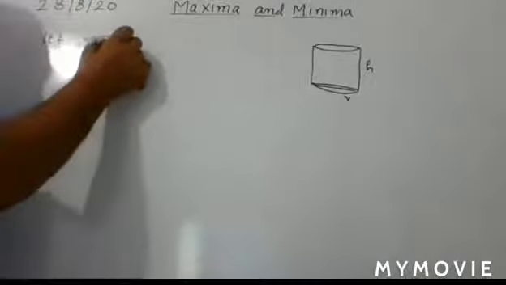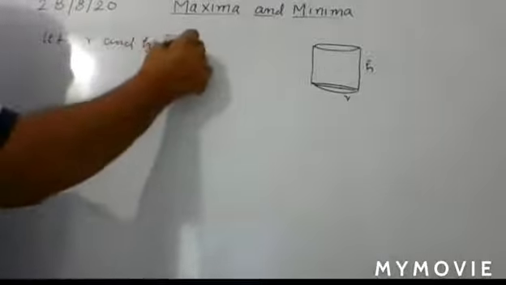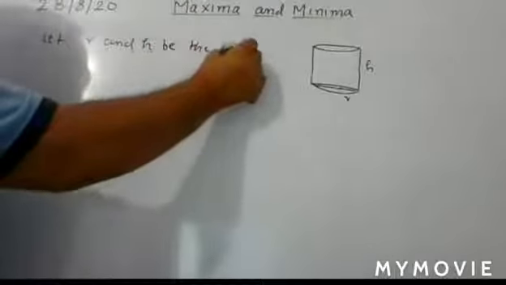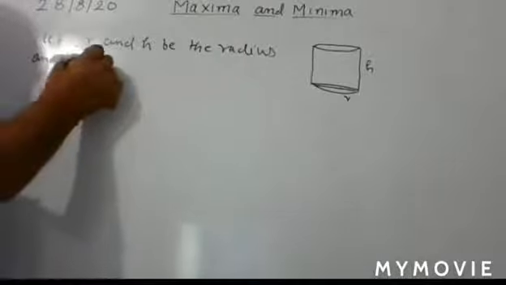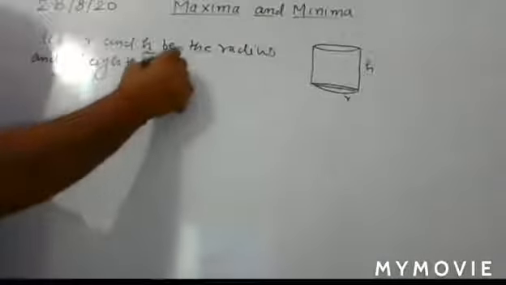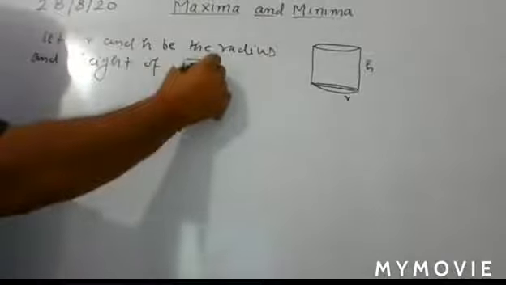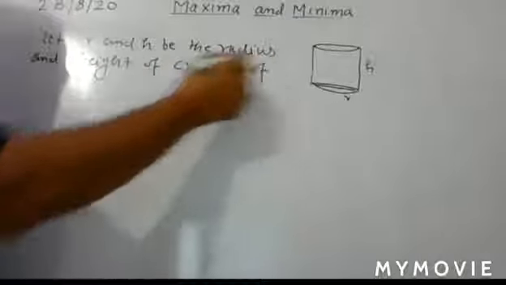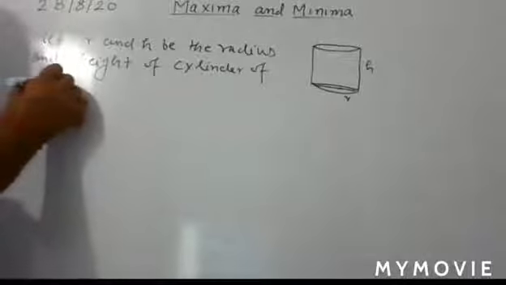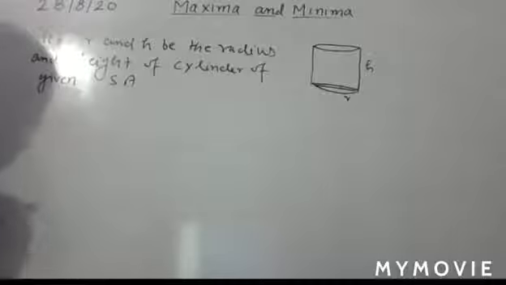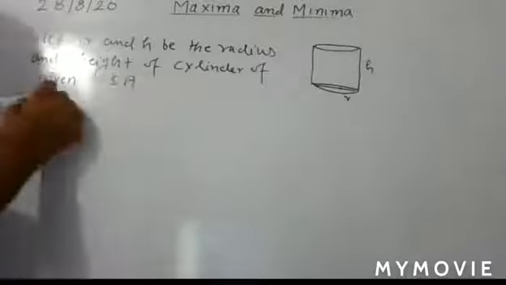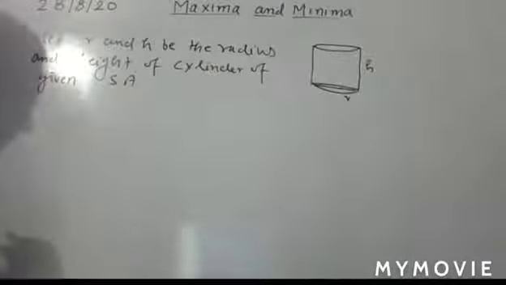Let R and H be the radius and height of a cylinder of given surface area. Understand? If the surface area is given, it means the surface area is taken as constant.